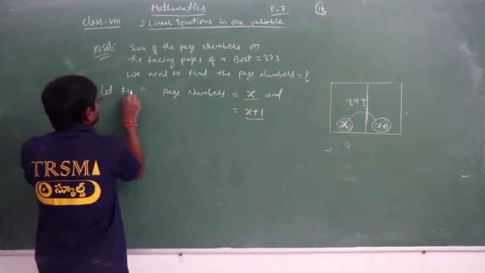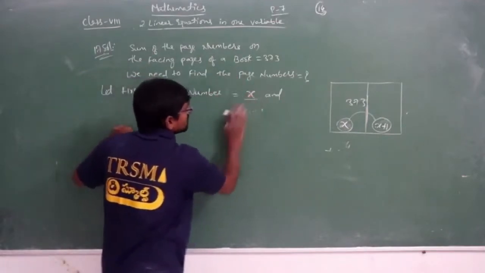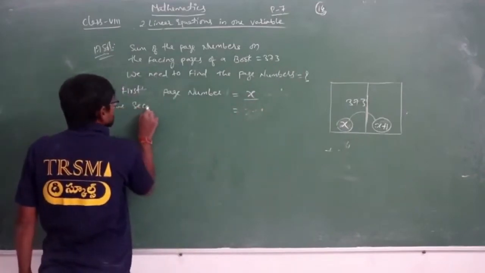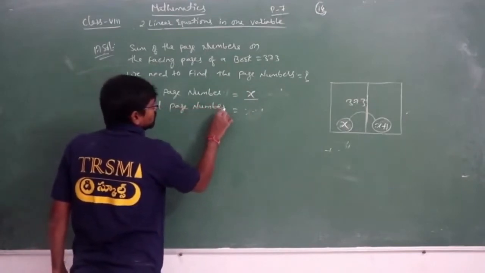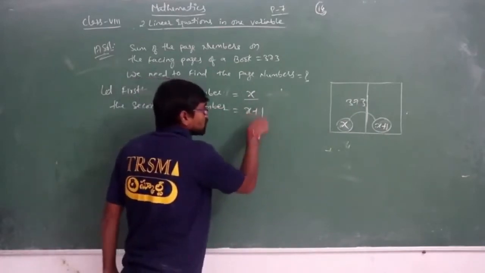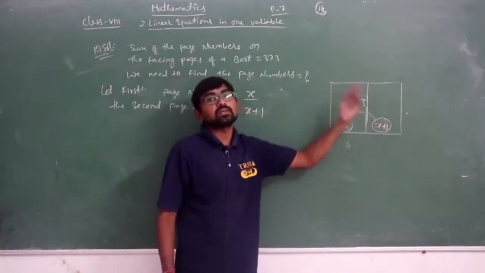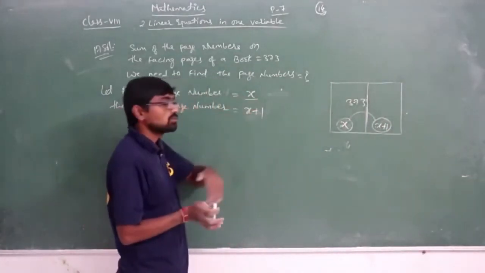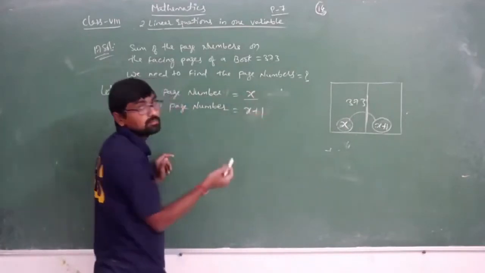Let the first page number equal x. Then the second page number is x plus 1, isn't it? 85, 86. 85 plus 1 is 86. So plus 1 difference is there, isn't it? Now the sum. What is the sum? Adding these both numbers, isn't it?